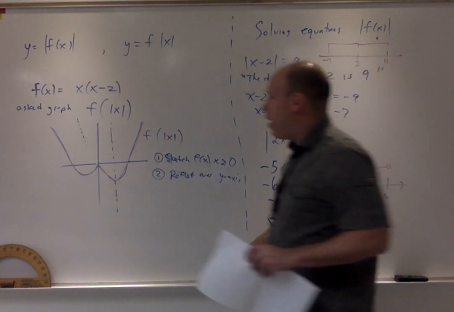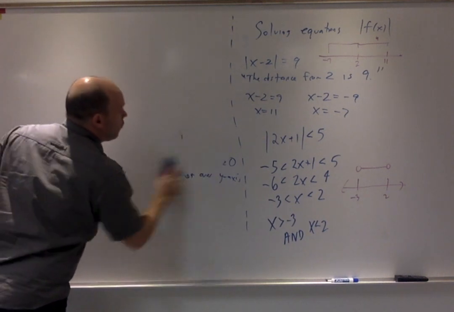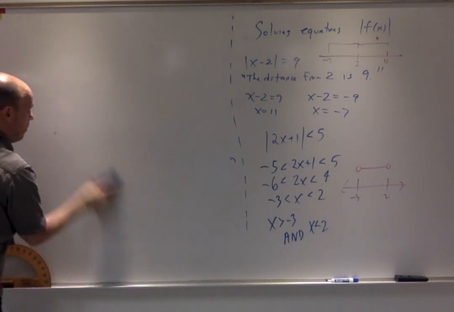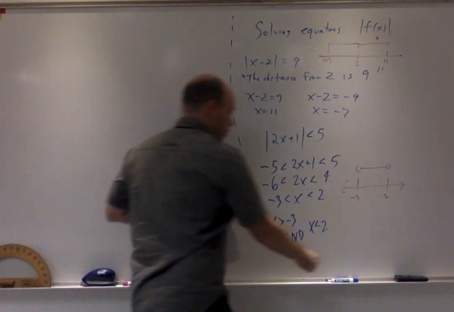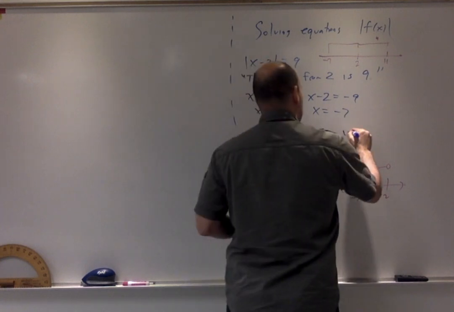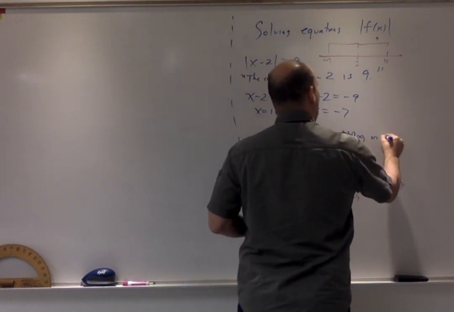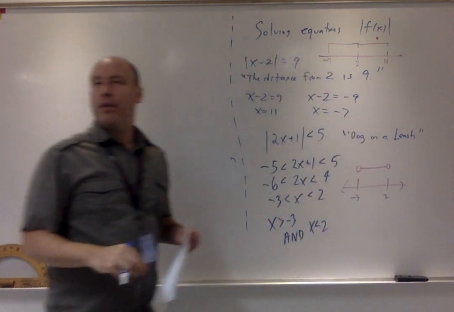Let's do the other absolute value inequality, which is greater than. Okay. So we have, let me check that around. I'm sorry, and I call this dog on a leash. Dog on a leash. How are we doing for time?